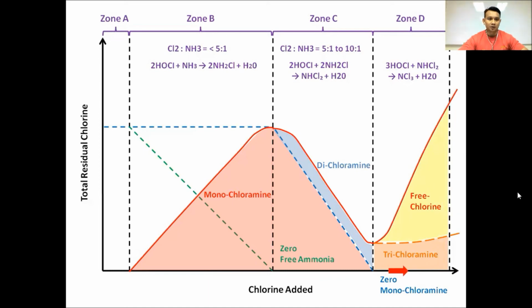Highlighted here, the point where dichloramine is absent and trichloramine starts to be produced is the chlorination breakpoint. At this point, all ammonia has been oxidized into nitrogen gases, nitrate, and trichloramine. The reaction in this zone occurs when the ratio of chlorine to ammonia is 10:1 and above.